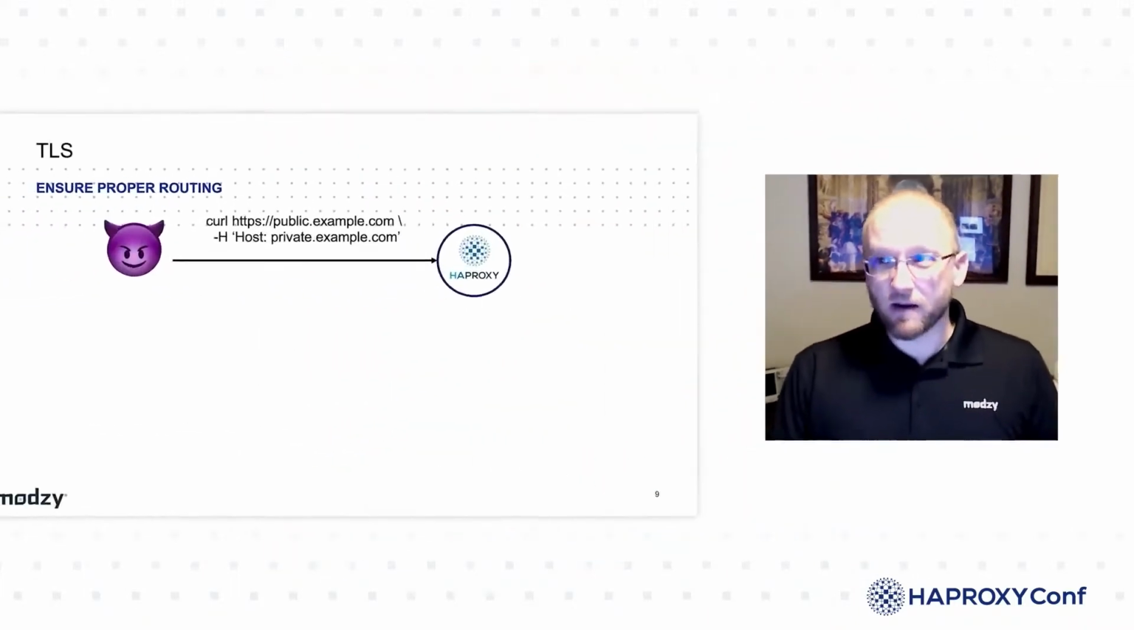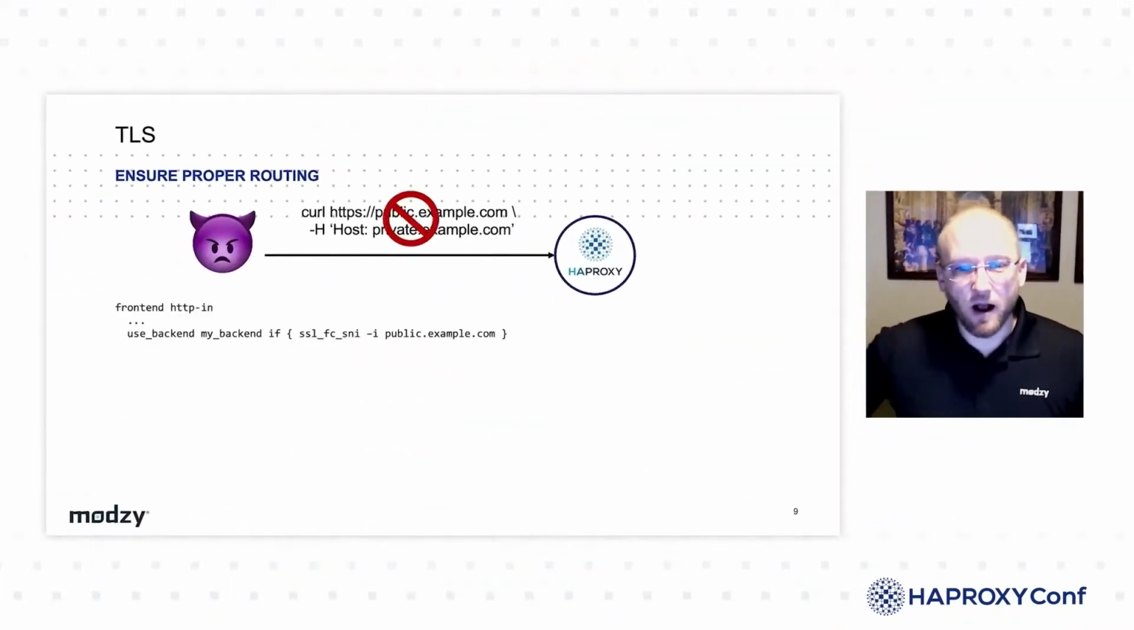But if you're using TLS, checking the host header is not enough because an attacker can set the host header to something other than the domain that the TLS certificate is for, thus allowing them to potentially bypass any restrictions you have in place and go to some other site. You want to make sure that your traffic is always going to the site that it was intended. Thankfully, this is pretty straightforward.